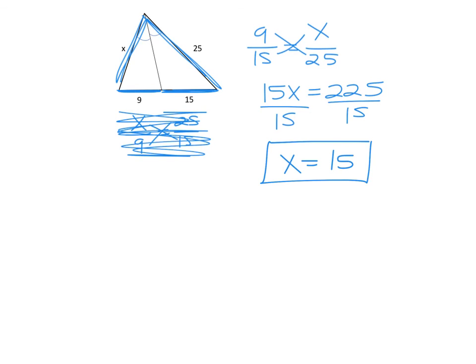Okay, so two main theorems, the Side-Splitter Theorem and the Triangle Angle Bisector Theorem. Both do very similar things. So set up a proportion where the two that are on the same line form a ratio. Okay?